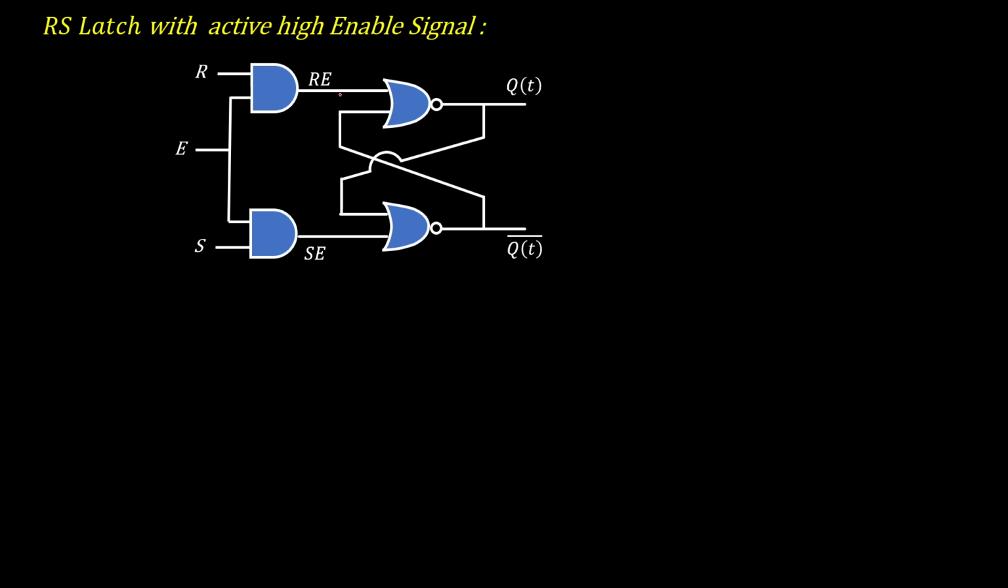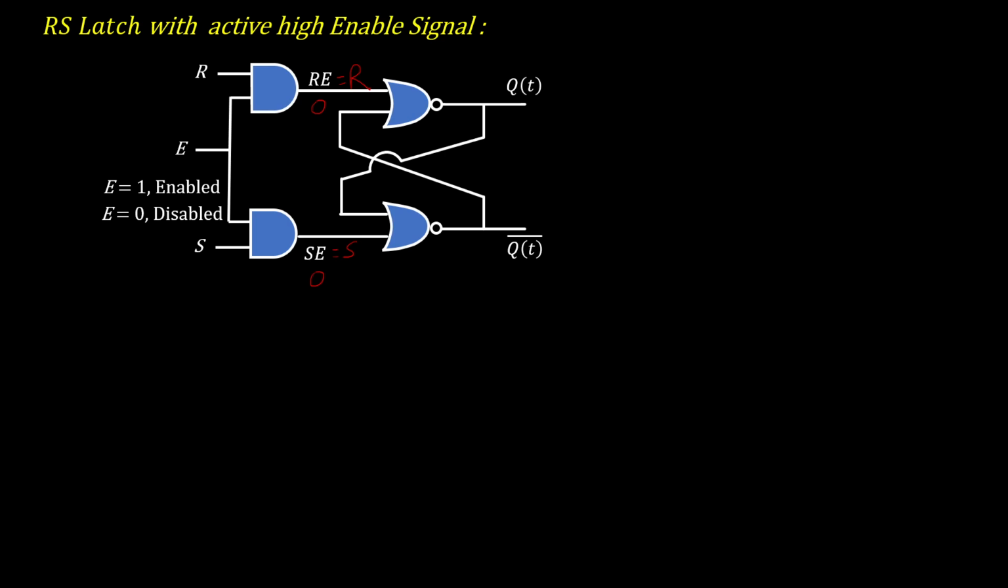and RE. Now if the enable signal is high, then these two E's will become 1, and RE is R and SE is S. So if the enable signal is high, then this RS latch is enabled, and it will act as a normal RS latch circuit. And if this E signal is low, then RE becomes 0, because E is 0, and SE becomes 0. In that case, this RS latch will be disabled.